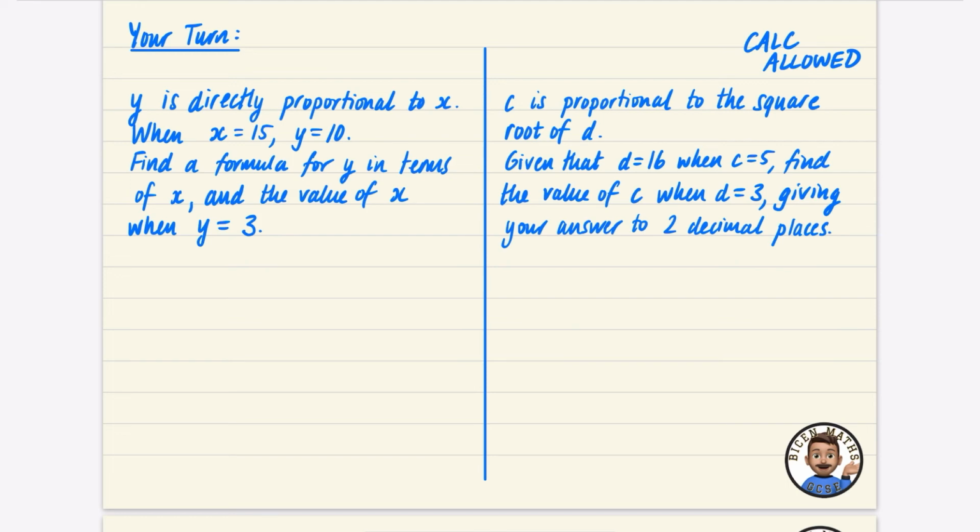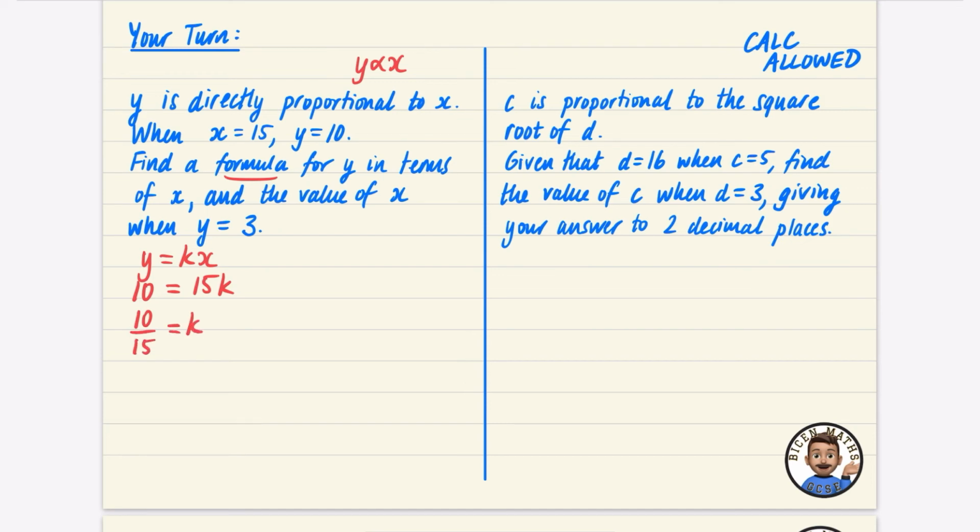Okay, so the first one says y is directly proportional to x. You could write that if you want to, but I'm just going to say straight away that y equals kx. And it says when x equals 15, y equals 10. So I'm going to replace the y with a 10 and the x with a 15. So that means that I have 15k. I'm going to find out what the formula is, which means just find out what k is. So I will do 10 divided by 15 for k.